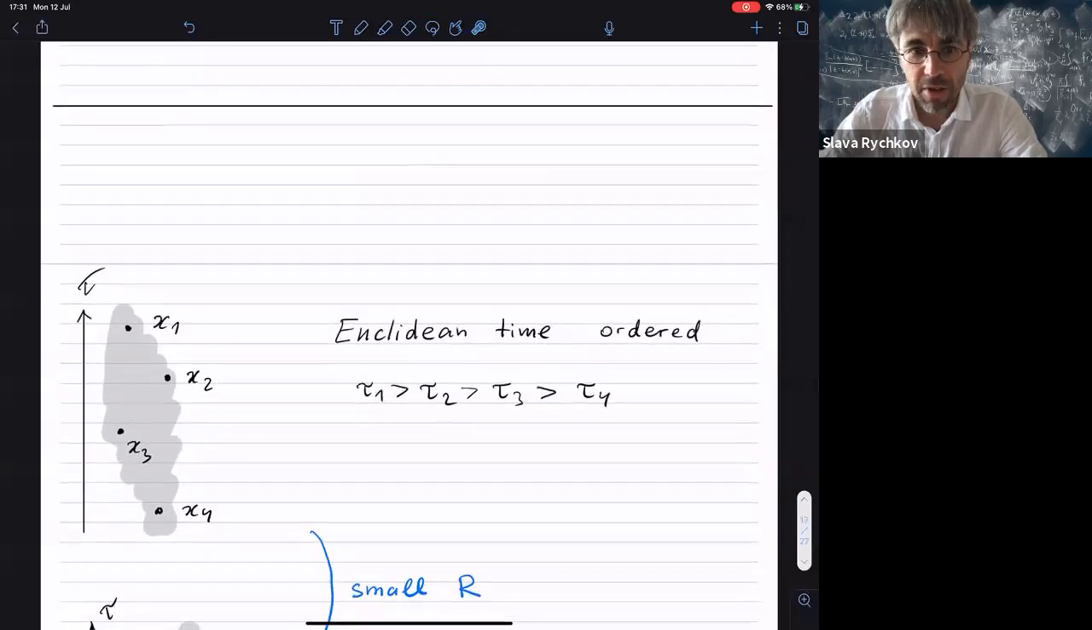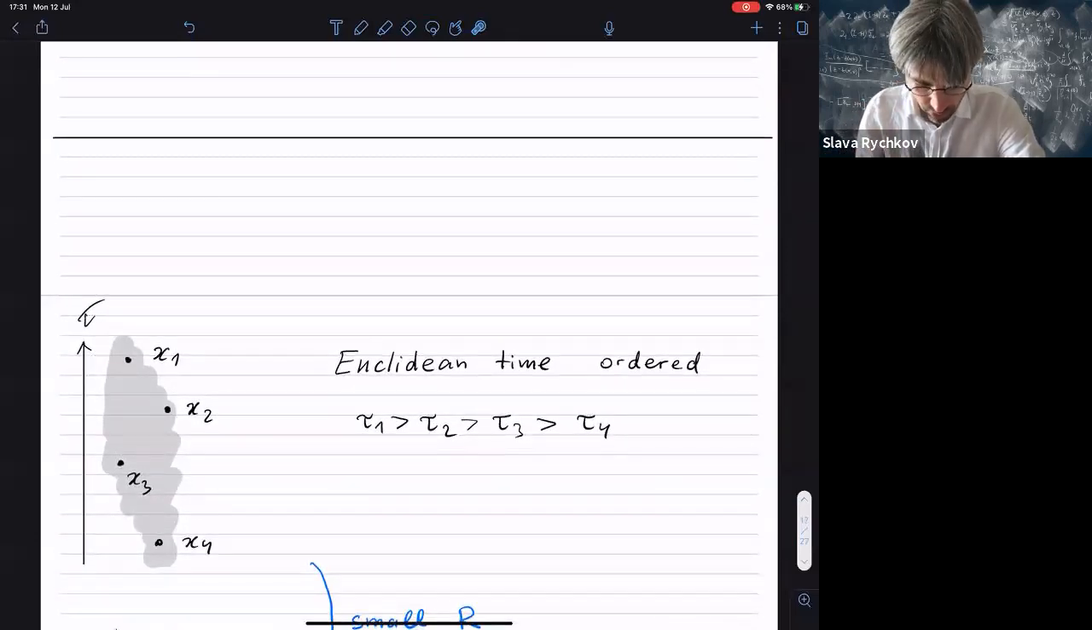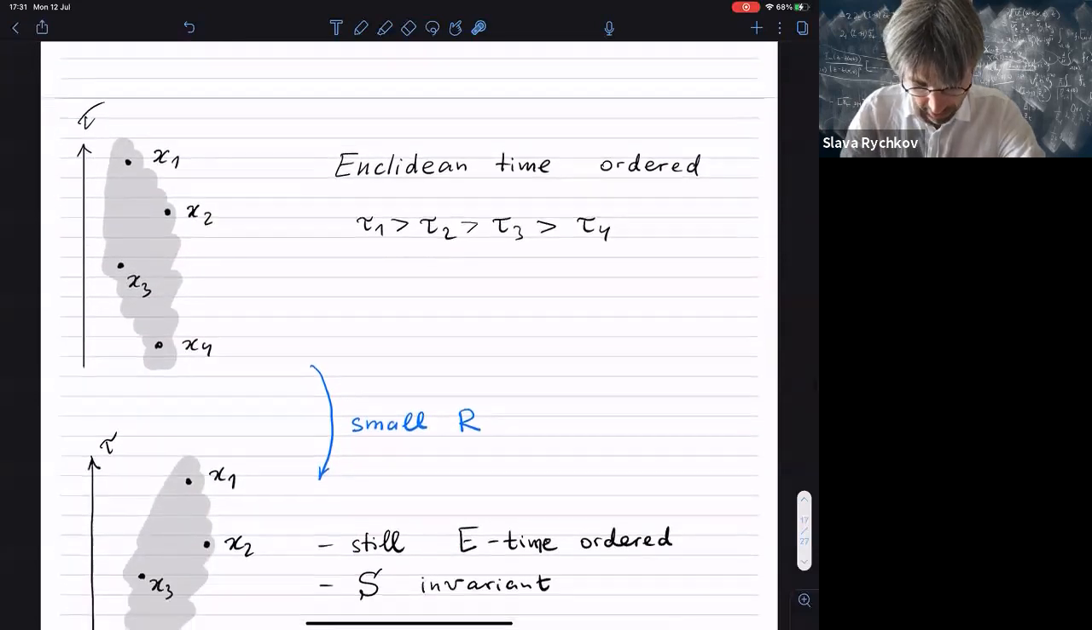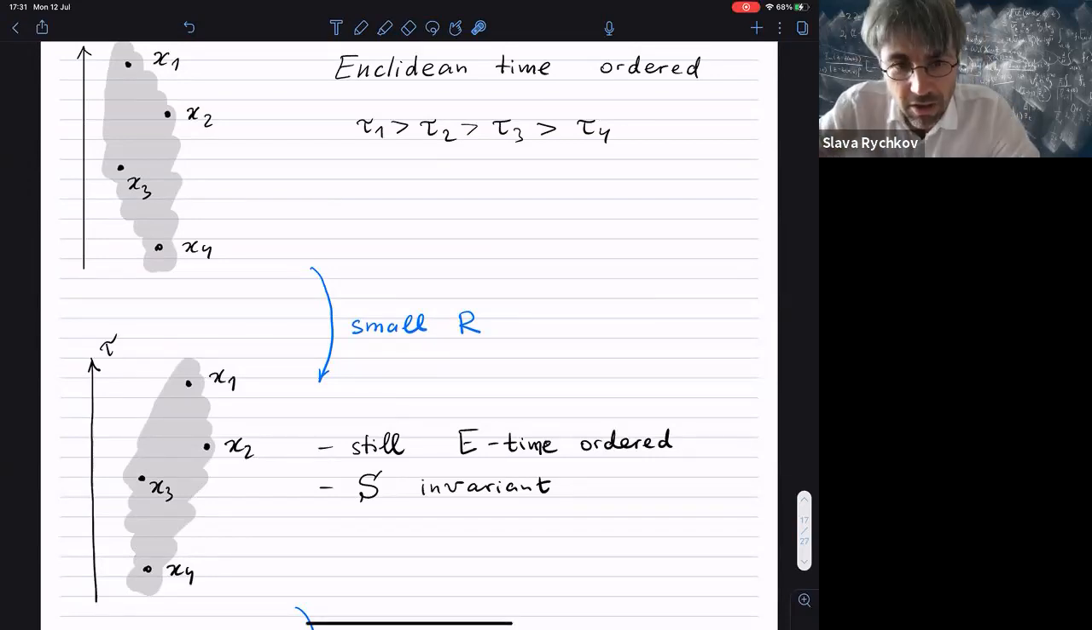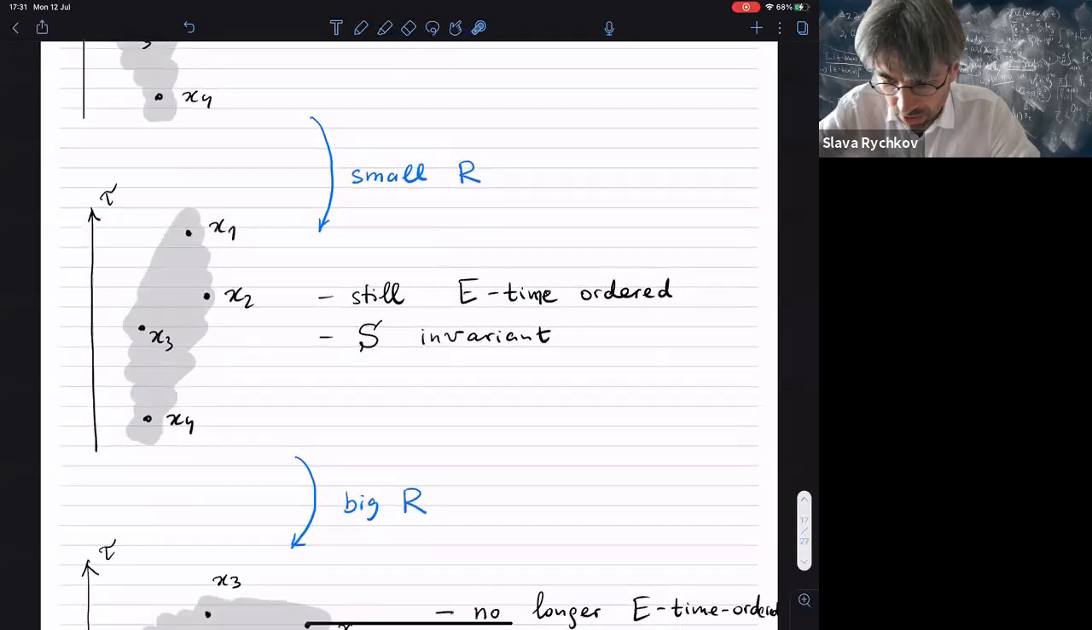Here's the same thing in pictures. Here's a Euclidean time ordered configuration of 4 points, x1, x2, x3, x4. The first thing I did is define the Schwinger function for such configurations. Then if you do a small Euclidean rotation R, which rotates my point configuration but the ordering in the tau variable is still x1, x2, x3, x4, the same ordering, then under such small rotations my Schwinger function is invariant by construction.